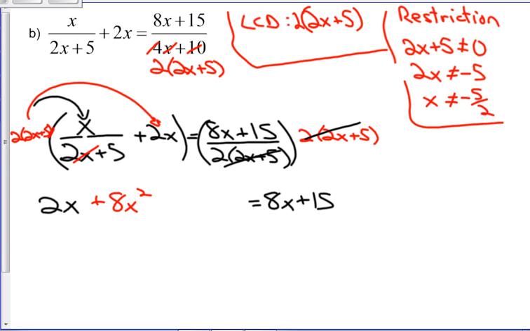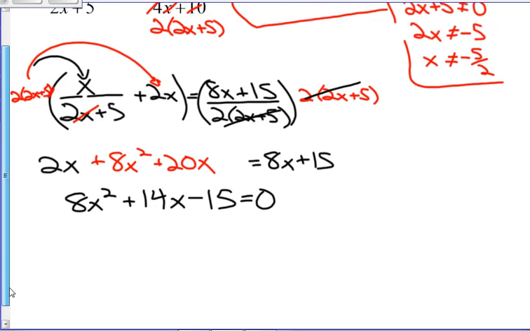And that whole thing together is going to give us 8x squared plus 20x. Now we've got a quadratic. Let's move things around. So we'll have 8x squared. We'd have 22x minus the 8x gives us 14x. And minus 15.